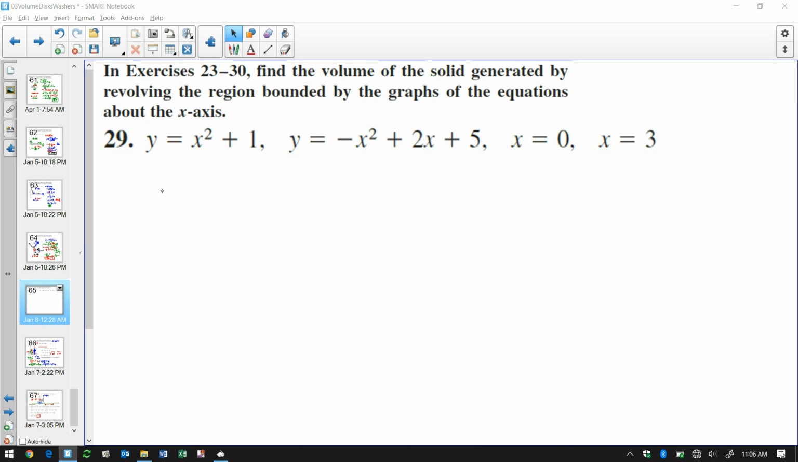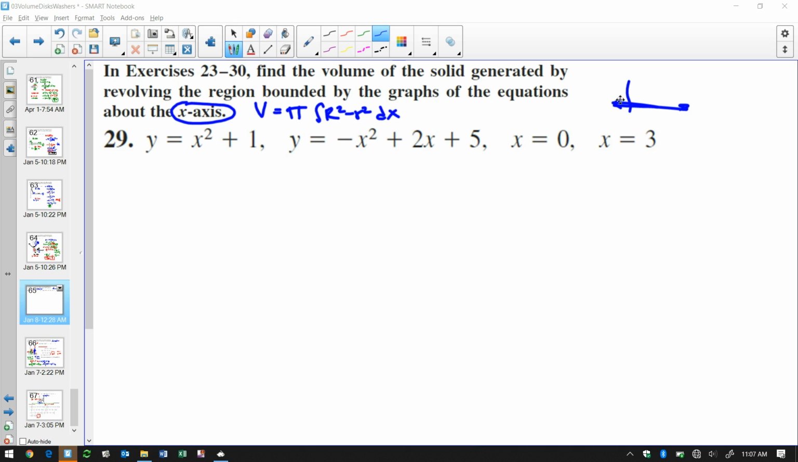Let's do number 29 together, guys. The problem says you've got these equations and you're going to take the region that's bounded by these equations and rotate it about the x-axis. So if we rotate something about the x-axis, the equation is going to be V equals pi times the integral of big R squared minus little r squared dx.